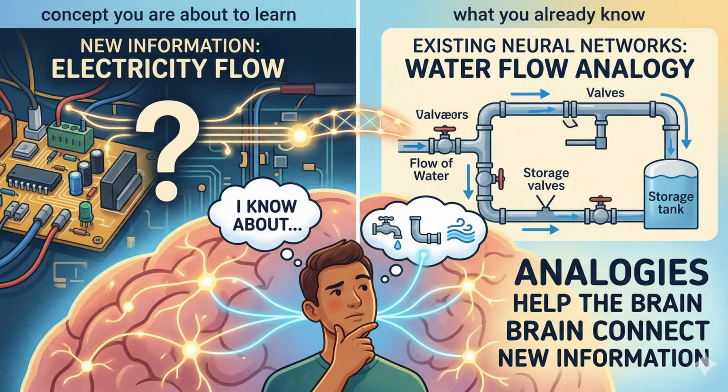Then another useful method is to ask yourself what you already know about the concept you are about to learn. For example, the flow of electricity can be compared to the flow of water in a pipeline. This kind of analogy will really help the brain connect new information with the existing neural network.